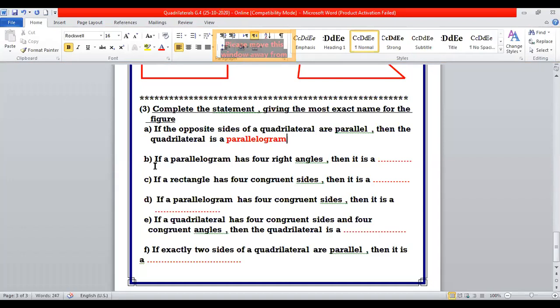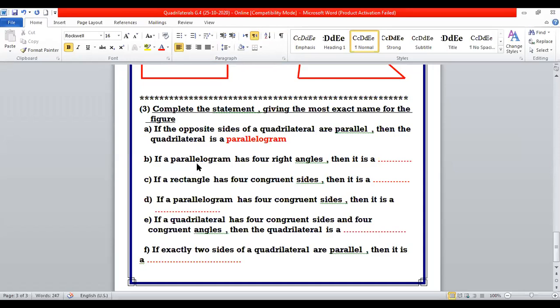Okay, B. If a parallelogram has four right angles, what is the name of it? Quadrilateral, all of them are quadrilaterals. But concentrate, guys. In the parallelogram, each two opposite sides are equal.